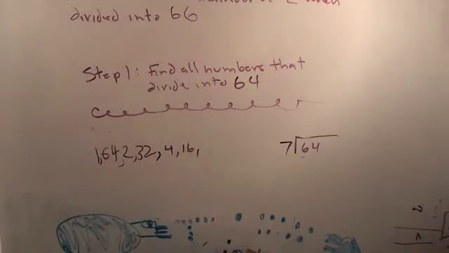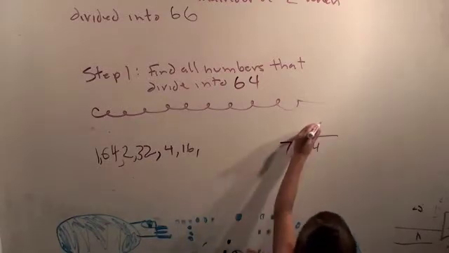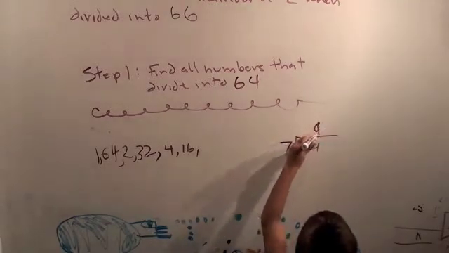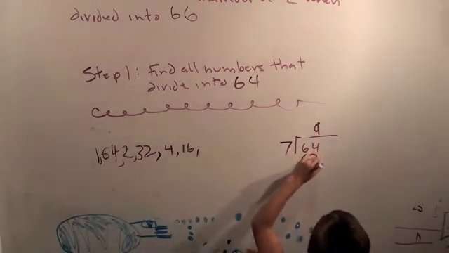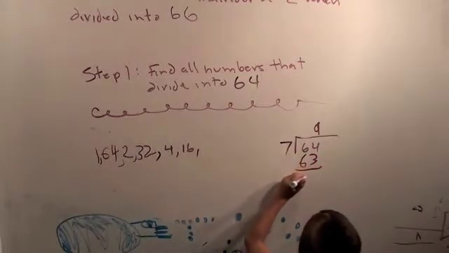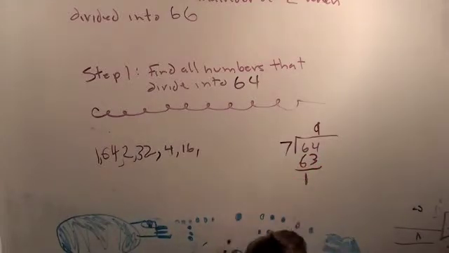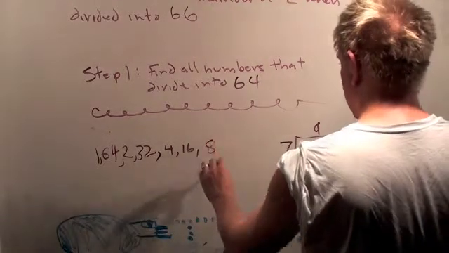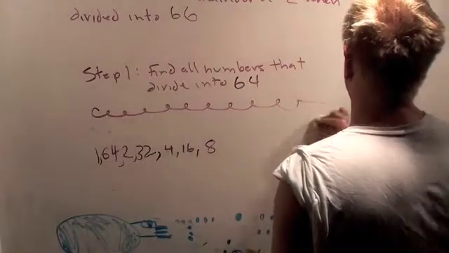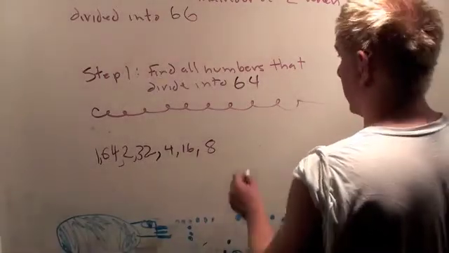Okay, so write that down. We did 9 above the 4. 9 times 7 is 63. 64 minus 63 is 1. Okay, so does 7 go into 64? Nope. No. And then we have 8. Was it 8 by 8? Okay. So here's our list of numbers that go into 64.